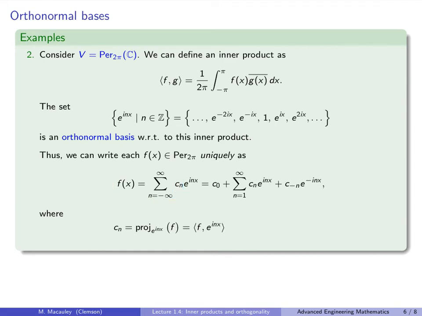It's just the inner product of f with that basis vector, that unit vector. And what is that? Well, that's just 1 over 2 pi times the integral from negative pi to pi of f of x times e to the minus inx dx. Remember, the minus sign is here because we take the complex conjugate of this. So that really is a remarkable fact.